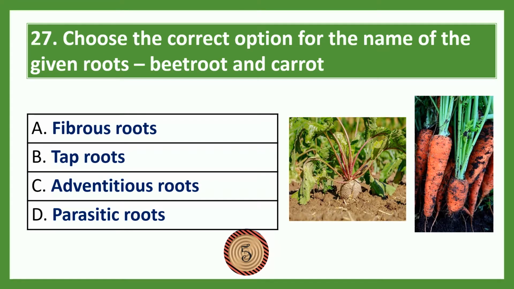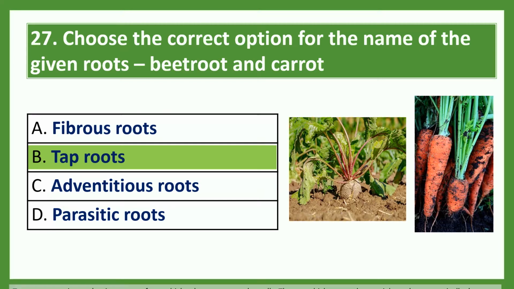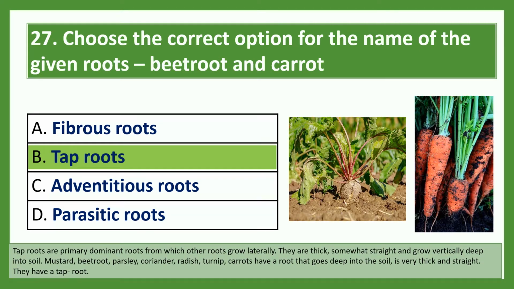Choose the correct option for the name of the given roots, beetroot and carrot. Option A, fibrous roots. Option B, tap roots. Option C, adventitious roots. Option D, parasitic roots. The answer is option B, tap roots. Tap roots are primary dominant roots from which other roots grow laterally. They are thick, somewhat straight and grow vertically deep into soil. Mustard, beetroot, parsley, coriander, radish, turnip, carrots have a root that goes deep into soil. It is very thick and straight. They all have a tap root.